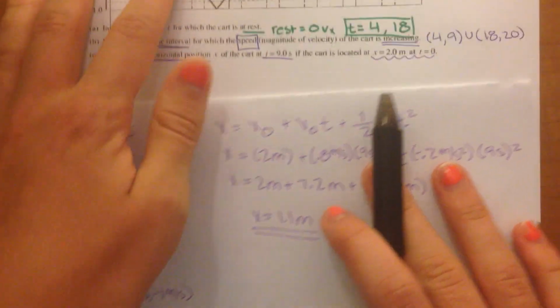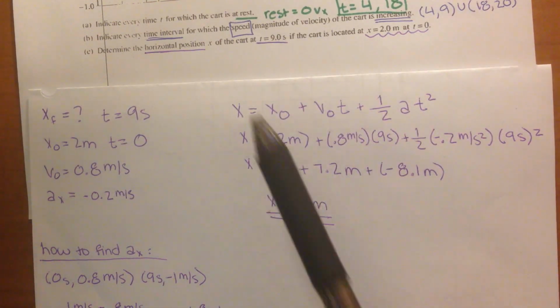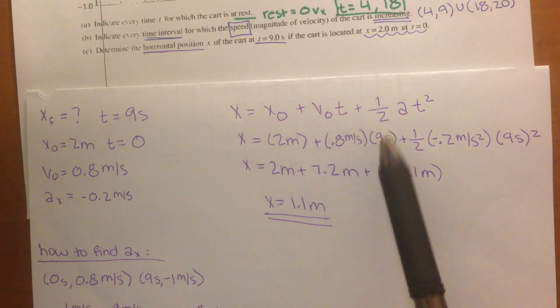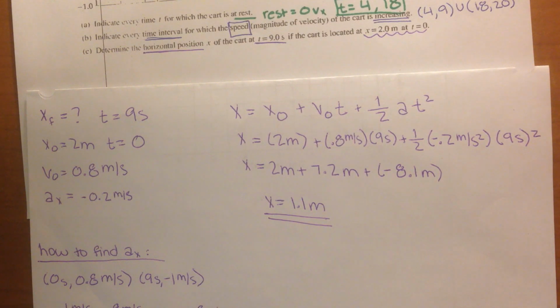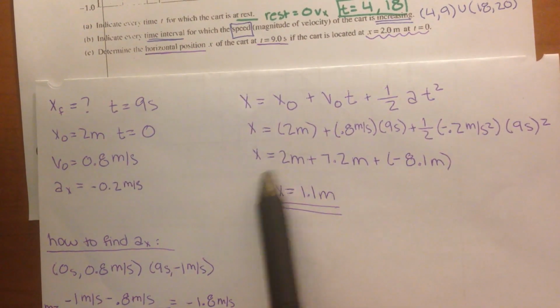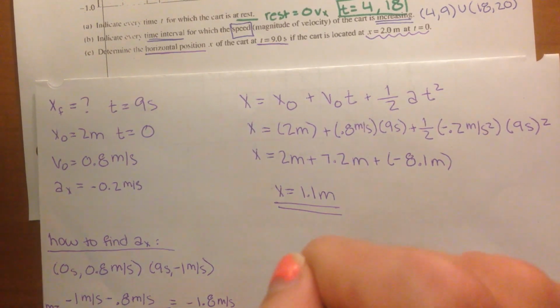So now I went up here and used the equation: final position equals initial position plus initial velocity times time plus 1/2 acceleration times time squared. So now we plugged in all of our variables that we had over here into this equation, simplify in the calculator, and then solve, and we should get x equals 1.1 meters.